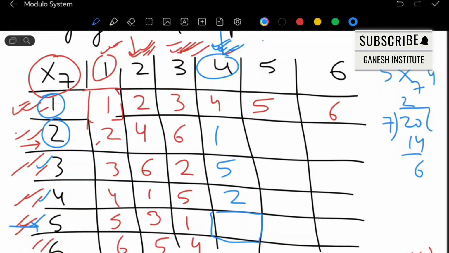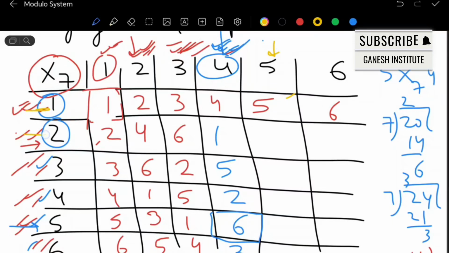The remainder is 6. 6 4s are 24. You have 24, next step. 7 3s are 21. What's the remainder? 3. Correct? Next, you have 1 and 5.